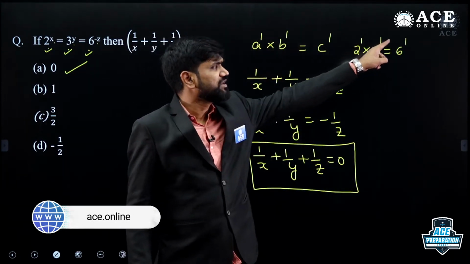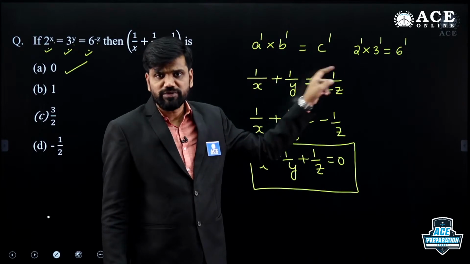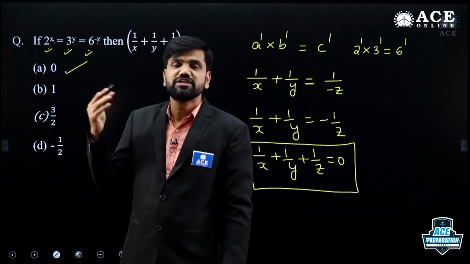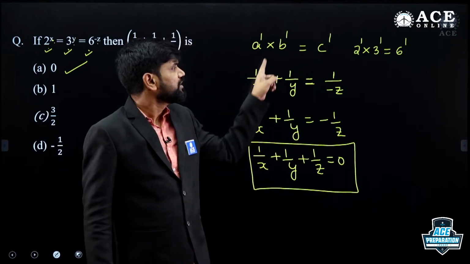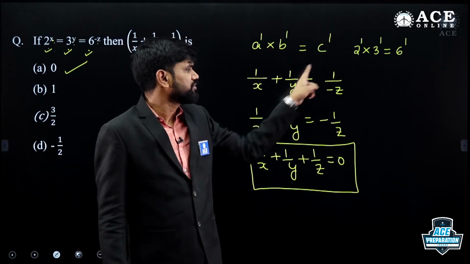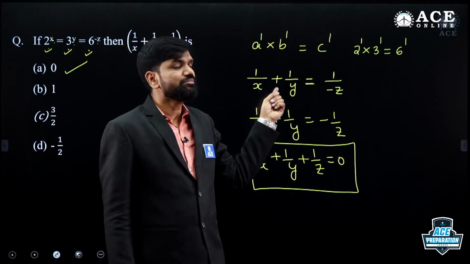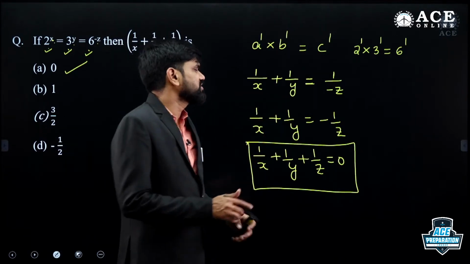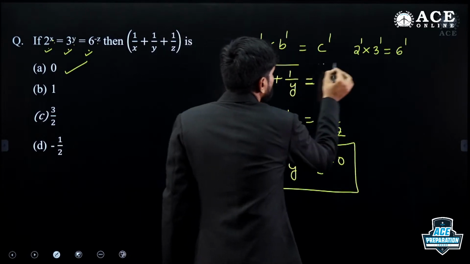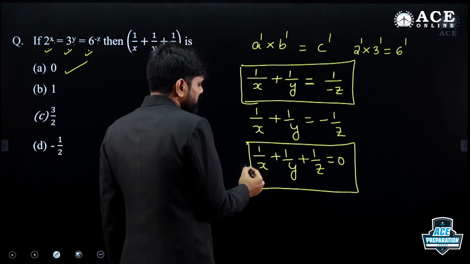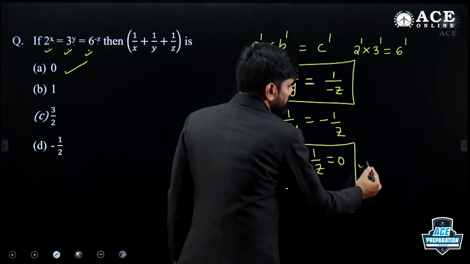Whatever are the powers that are there over here, that should be kept in the numerator. Whatever are the powers that are there over here, they should be kept in the denominators respectively. If at all you have into in the relation, you take plus here. If at all you are having divided by, you take the relation as minus over here. So this relation will hold good always. This when you are sending on to the left side, that minus 1 by z will become plus 1 by z. Hence overall this value will become equal to what?